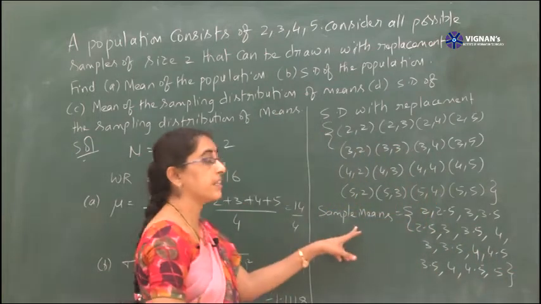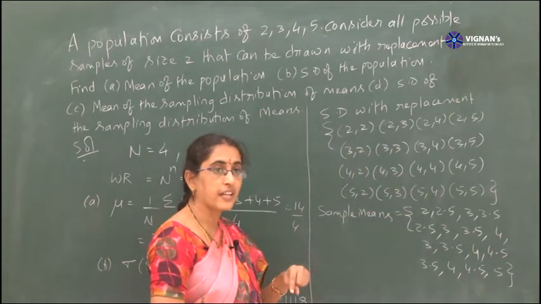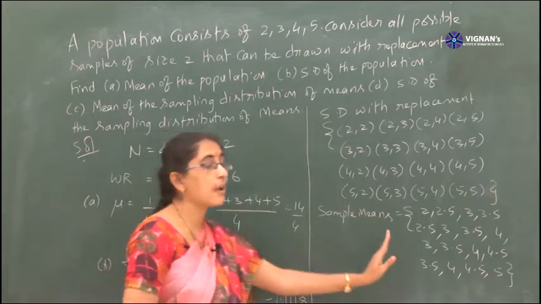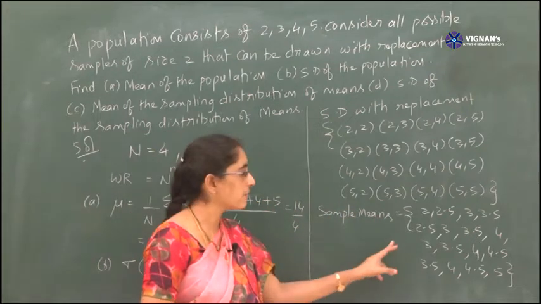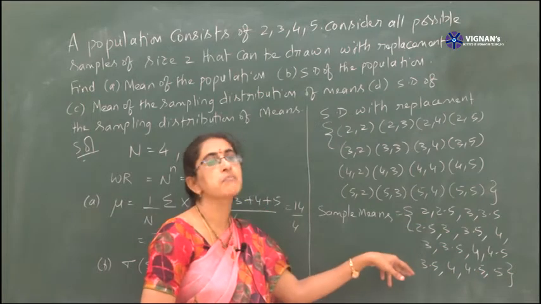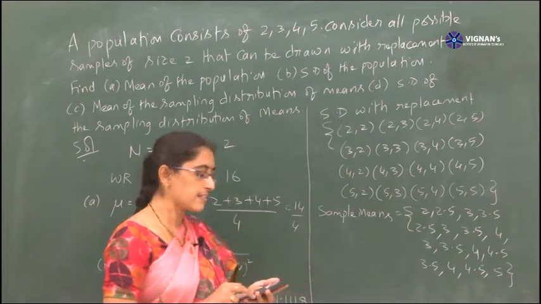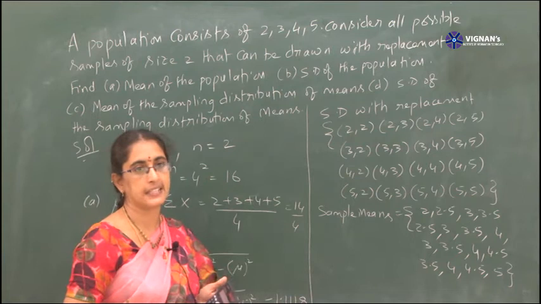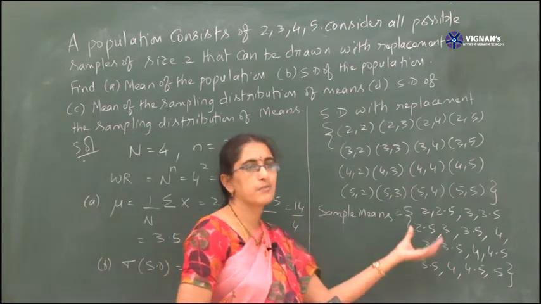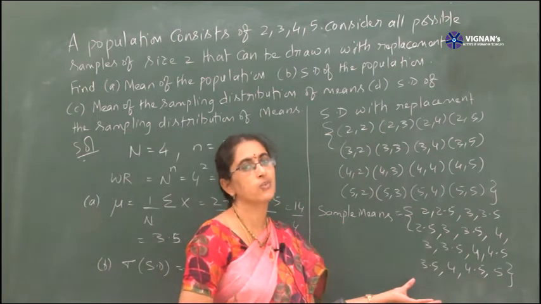Now these are the means of the samples. We have to find the mean of the sampling distribution of means. That means we have to find the mean of all these means here. Now again, let us store the values in the calculator, because it will take some time to make a sum of all these and a square of that.